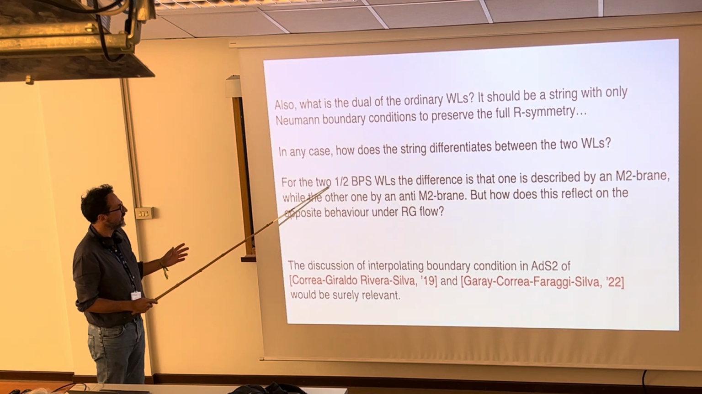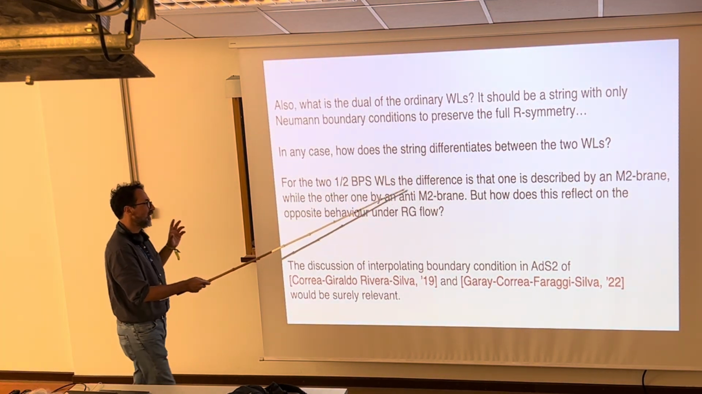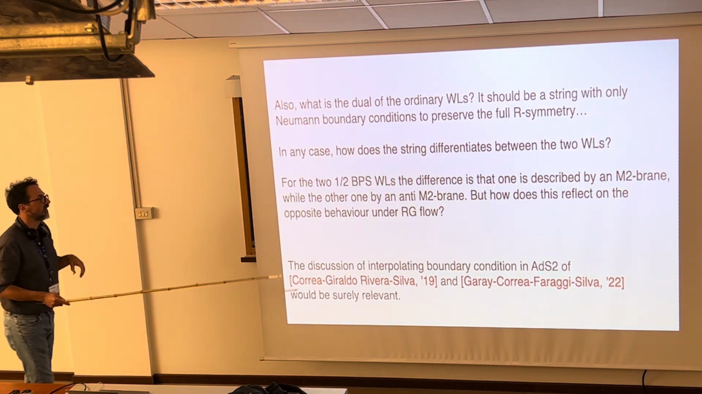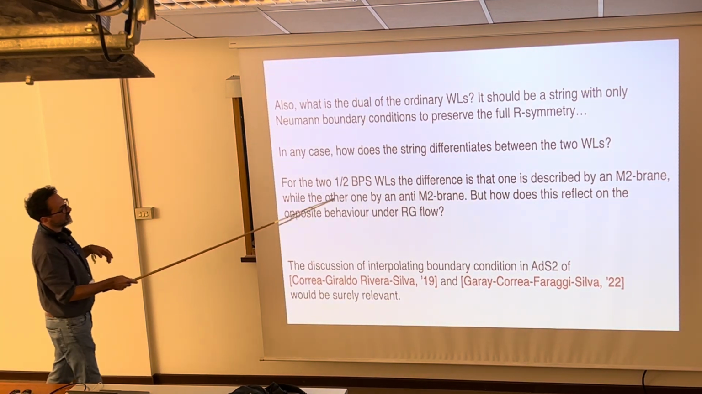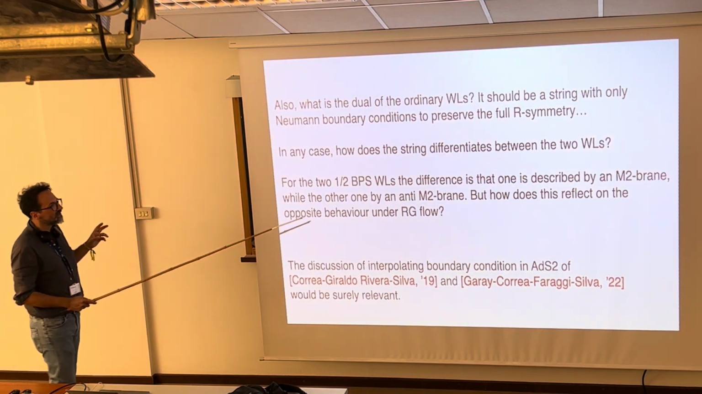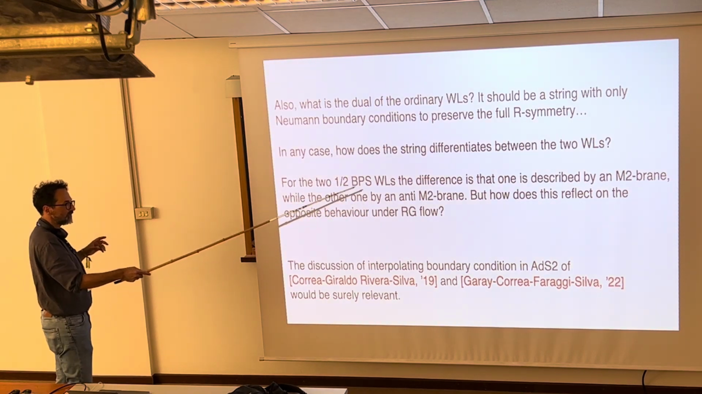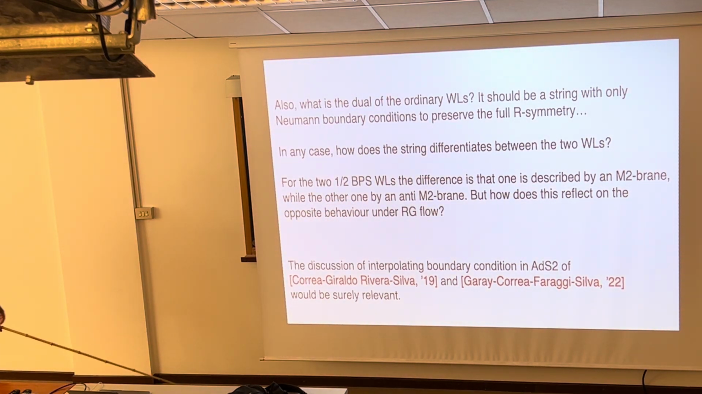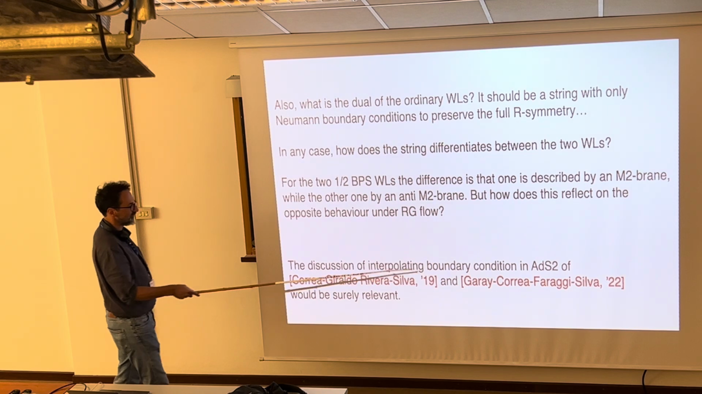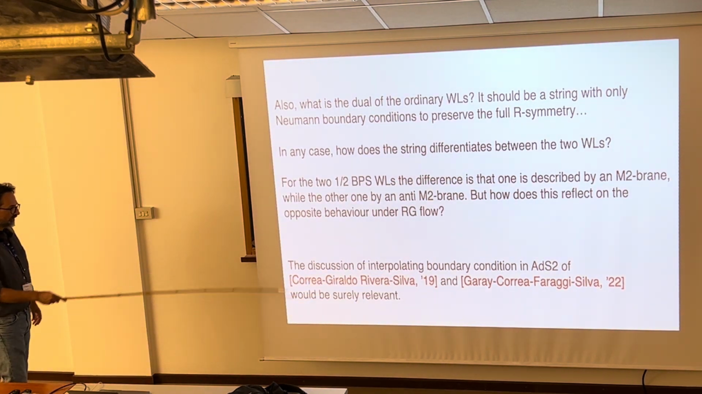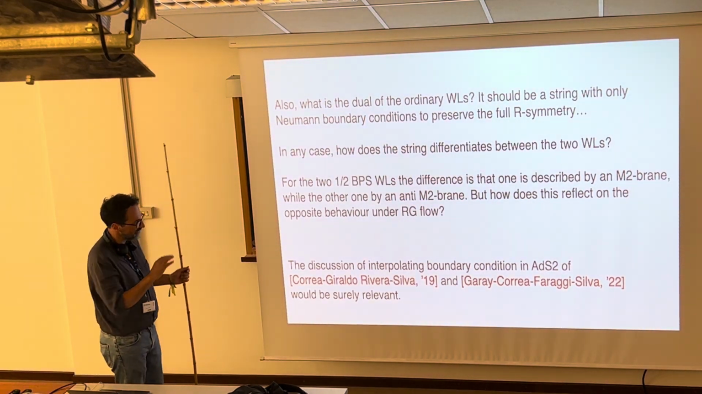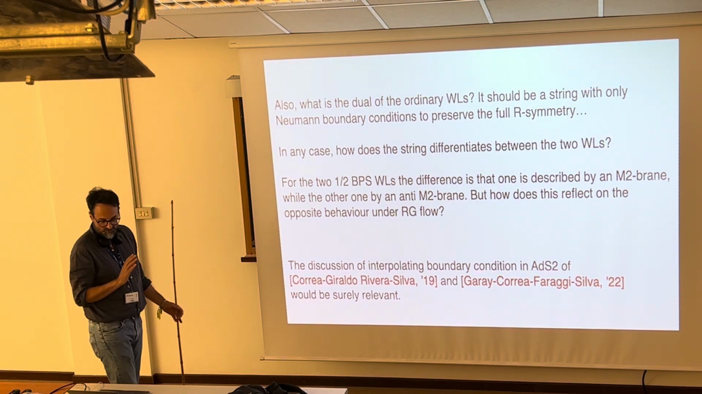We know that for the two half BPS Wilson loops, one is described by an M2 brane on AdS4 times S7 mod Z_k, and the other one is described by an anti-M2 brane. This is something which is more or less understood. But how does this different M2 brane, anti-M2 brane reflect the opposite behavior under the RG flow? And of course, this discussion of interpolating boundary conditions in AdS2 in these papers could be very relevant. This is something which for me is very interesting. But again, the string theory dual of ABJM Wilson loops is something complicated.